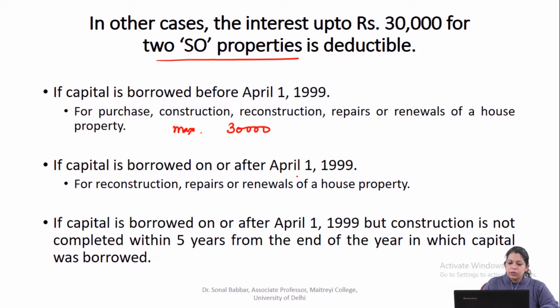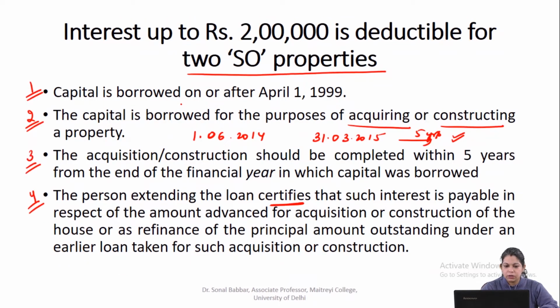If capital is borrowed on or after April 1, 1999, and it has been borrowed for reconstruction, repairs, or renewals, had it been borrowed for purchase or construction, then we could have seen the 2 lakh limit, provided other conditions are satisfied. If capital is borrowed on or after April 1, 1999, but construction is not completed within 5 years from the end of the financial year in which capital was borrowed, again, this is an important condition. In simple words, if any condition of the 4 conditions mentioned here is violated, then we come down to a lower limit of 30,000 rupees.